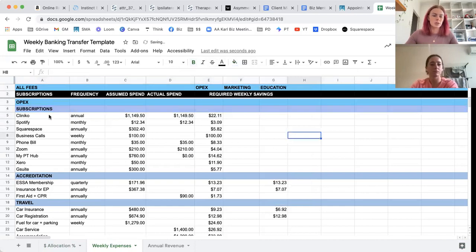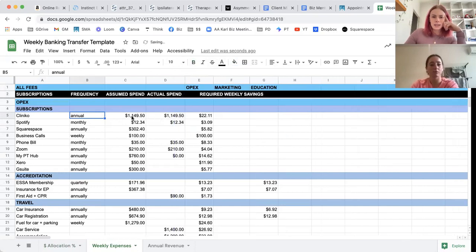Anyway, so Clinico, I pay annually. My assumed and my actual spend are the same. Sometimes, if I'm paying for the text credits for Clinico, it's not always the same depending on the clients. So that's why there's an assumed and an actual column, but it's the same. So you don't necessarily need to fill both of those out. I could probably just fill out actual spend because I know that that's what it is. But maybe I hire 2 more staff and this has to go up to $2,000 or whatever. But then this operating expenses is this divided by 52 because it's annual.